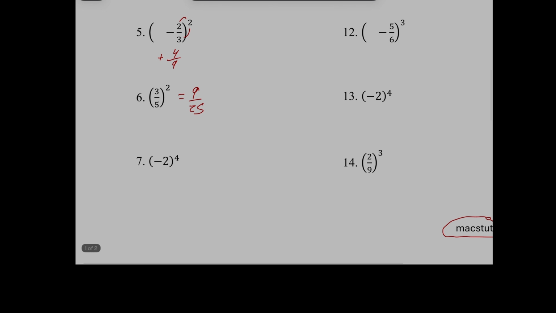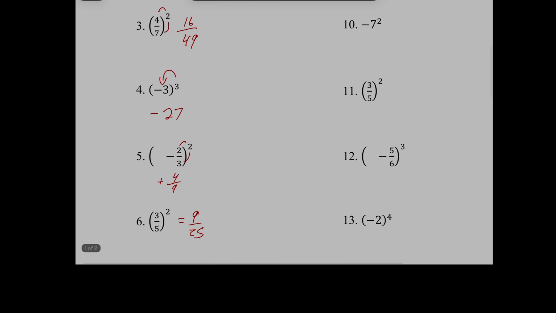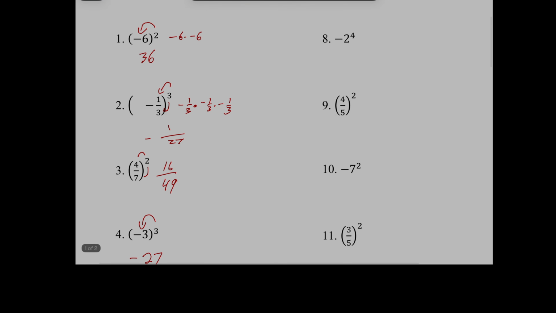Okay? And number 7, I'm going to do 2 to the 4th. Well, let's do the number first. 2 times 2 is 4. 4 times 2 is 8. 8 times 2 is 16. Is it positive or negative? Any even number of negatives, and I'm going to have 4 of them, the answer is positive. So it's positive 16.